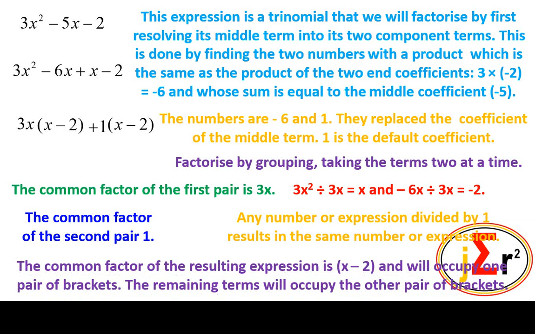The common factor of the resulting expression, as we can see, is x minus 2. The common factor of x minus 2 will be next. Next to follow will be the other factor, which will be comprised of 3x and this positive 1 that we have right there.